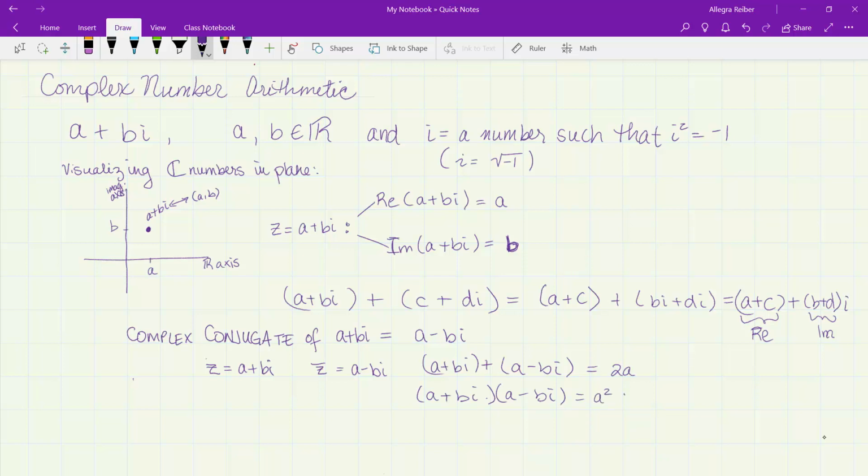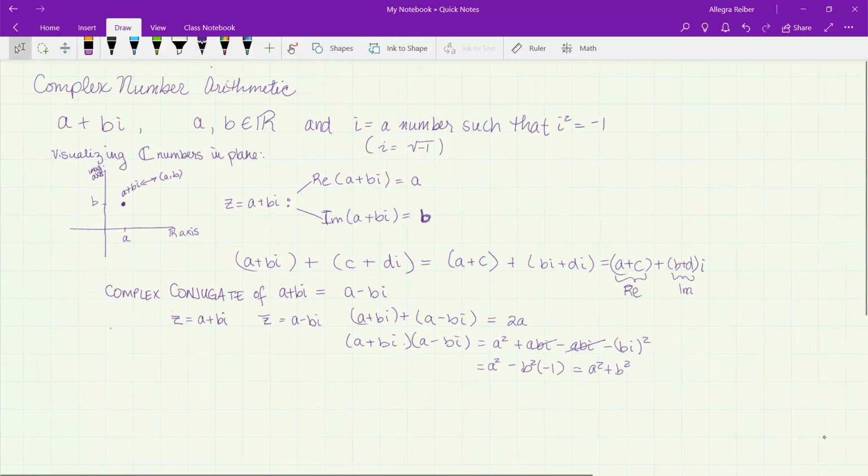so you get a squared plus abi minus abi. Then we get a minus bi squared. So these two terms with the imaginaries on them cancel, and then when we square i, we're supposed to get -1. So we get a squared minus b squared times -1, or a squared plus b squared. So multiplying a number by its conjugate is a nice trick to eliminate issues of the imaginary parts, and in particular where this becomes useful is if we were dividing complex numbers.